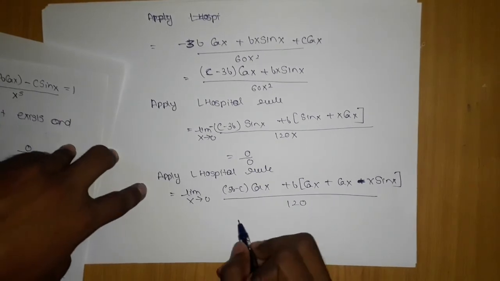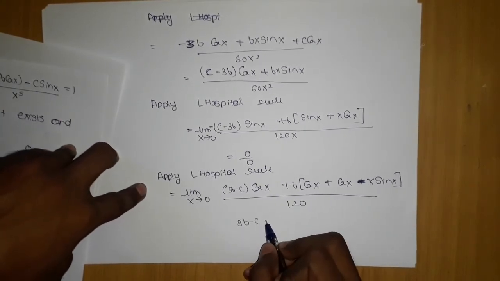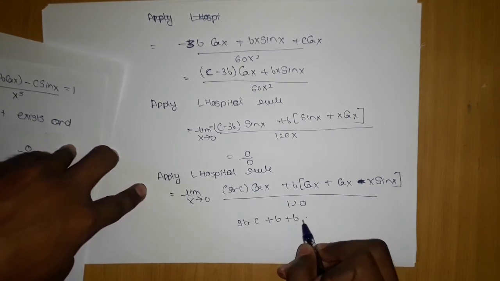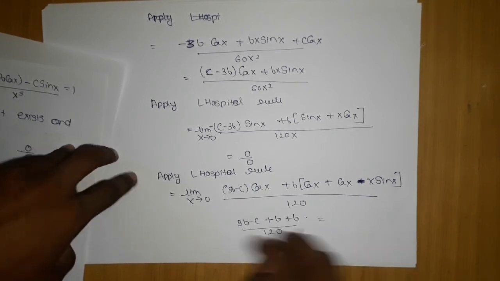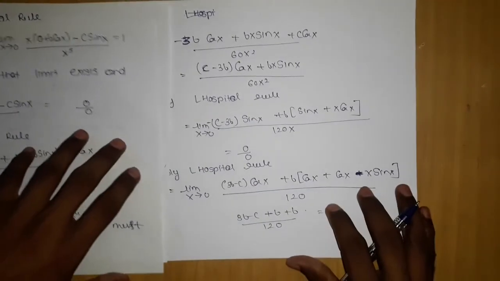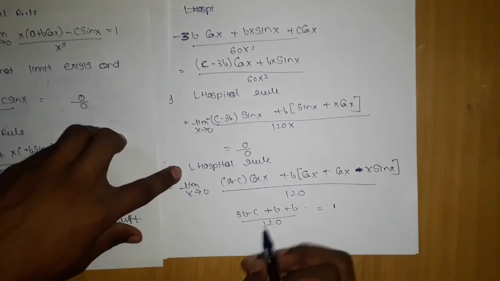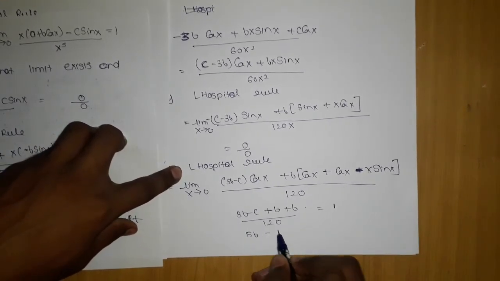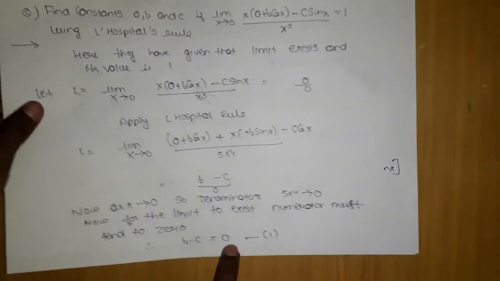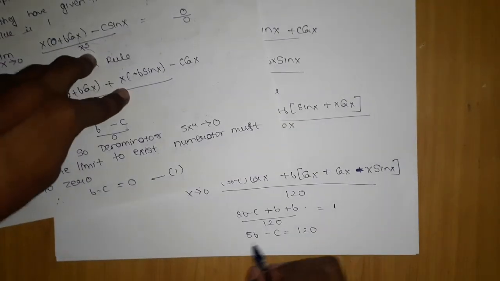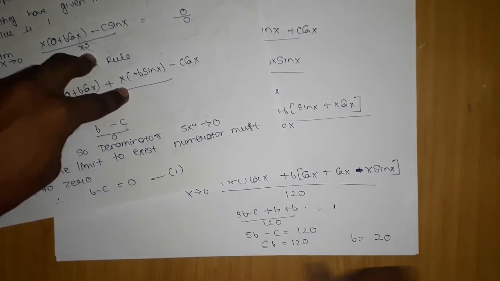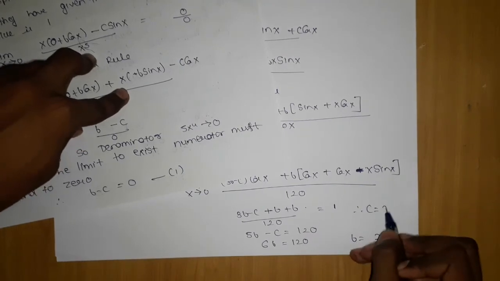If you substitute the value, you get 3b minus c plus b, and this will become 0 by 120, and this should be equal to the limit value 1, since it is a finite value. Okay, so what we are getting, 5b minus c should be equal to 120. And do we know the relation between b and c? From 1 we know b is equal to c, so 6b is equal to 120, giving me b equals 20. If b equals 20, therefore c equals 20 also.